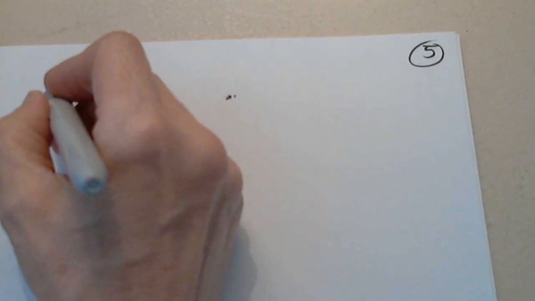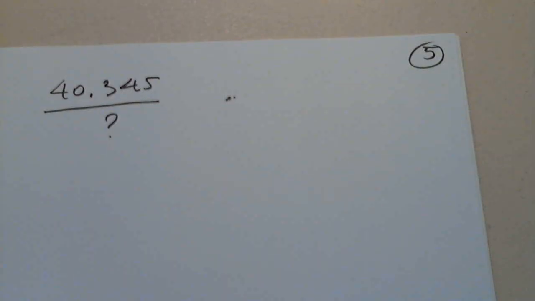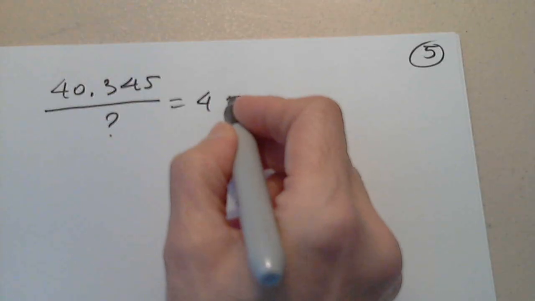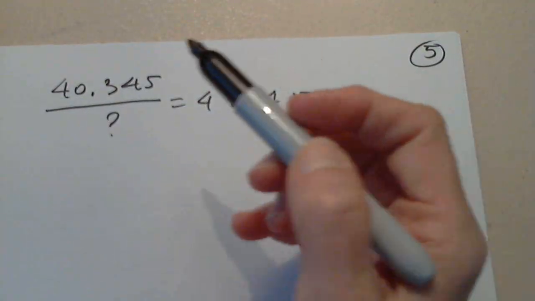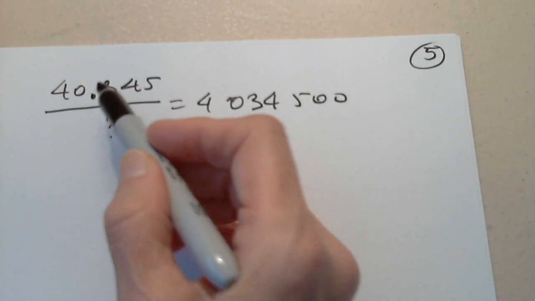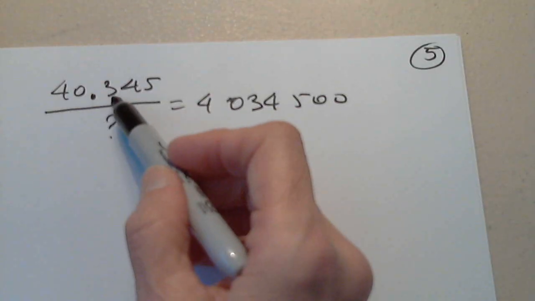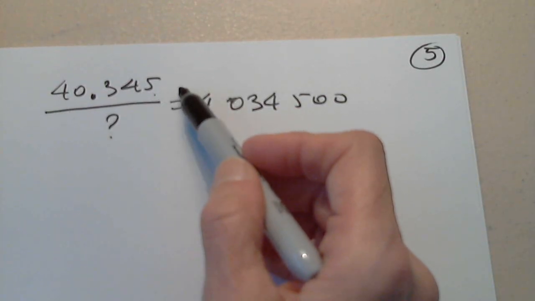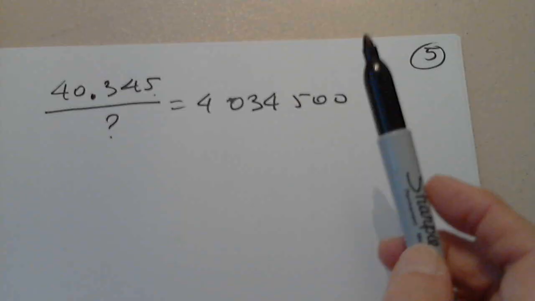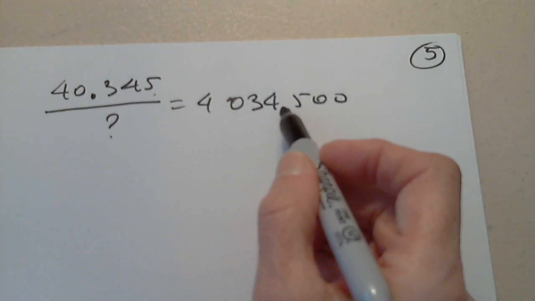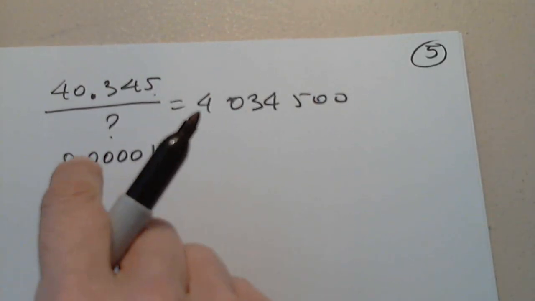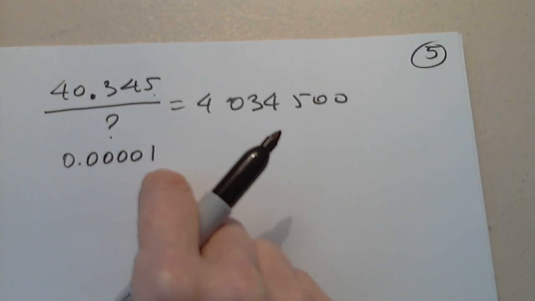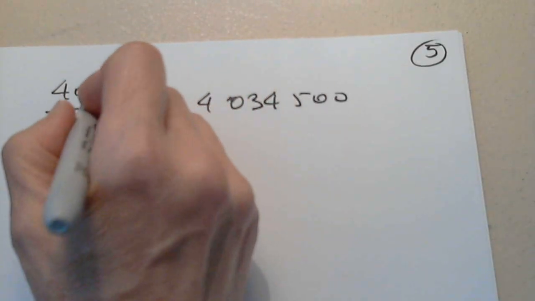Number one. So here we have 40.345. We're dividing by something, and we get 4,034,500. Okay. So notice what happens here. This decimal point goes to the right. How many spots? 1, 2, 3, 4, 5. From here, 1, 2, 3, 4, 5. So I need this, 1, 2, 3, 4, 5, because the decimal point went this way.